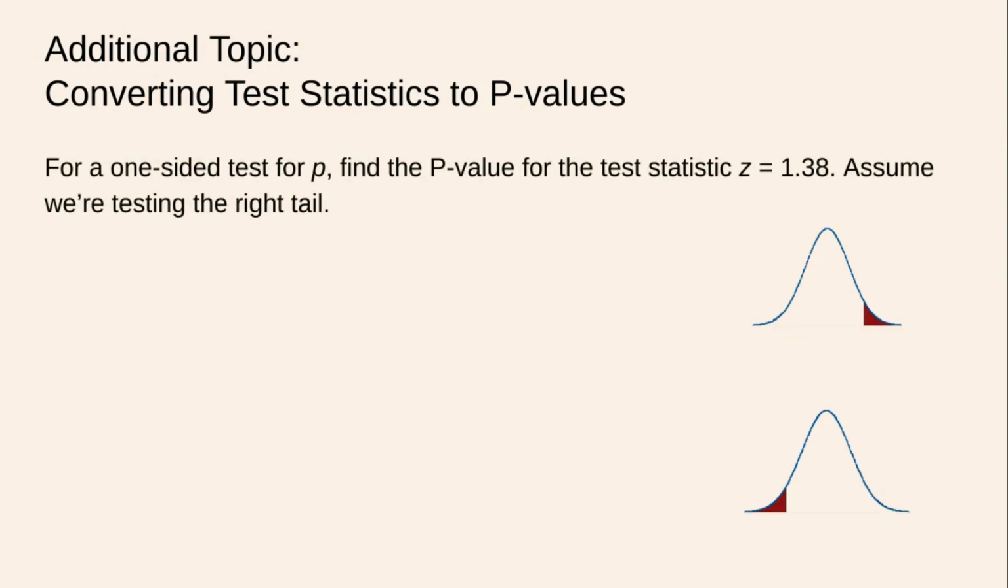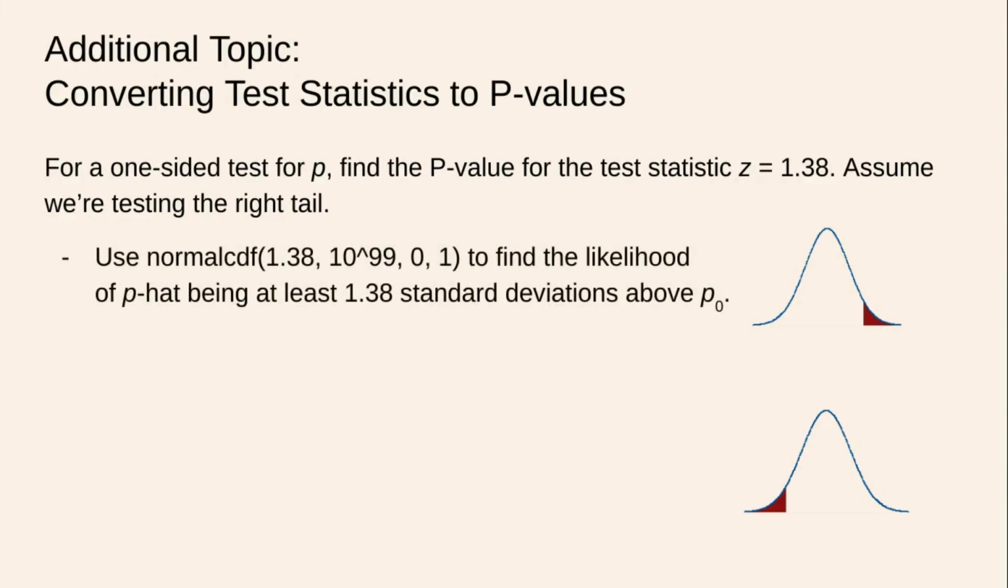So for a one-sided test for the population proportion, we're going to find the p-value for the test statistic z equals 1.38. And we'll assume that we are testing the right tail, right? That would make sense because z is greater than 0. So here's how we would do this. We would use normal CDF and we would be counting standard deviations. And whenever we're just counting a number of standard deviations, we say mean equals 0, standard deviation equals 1.